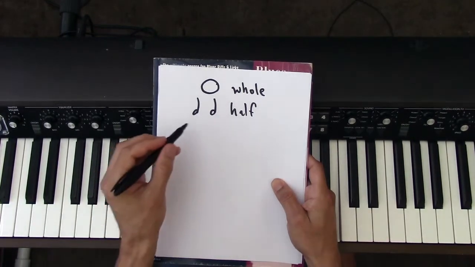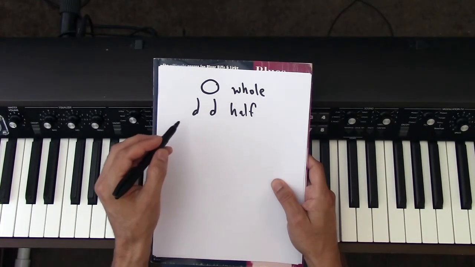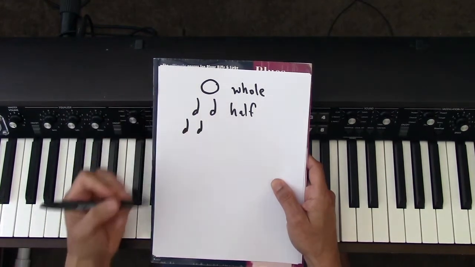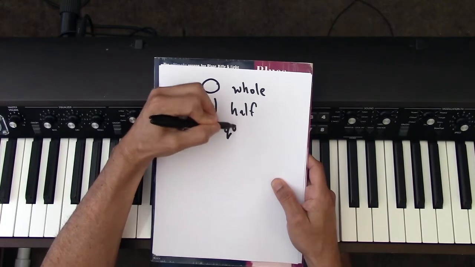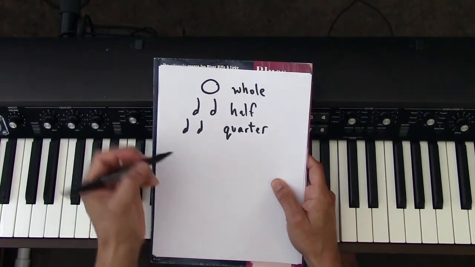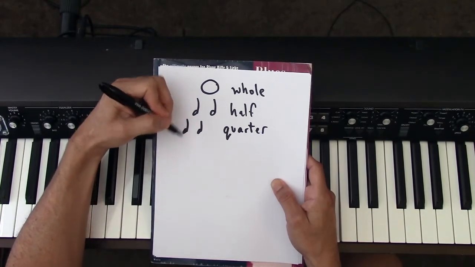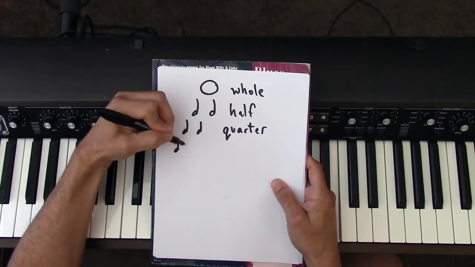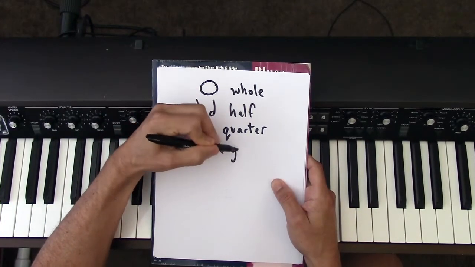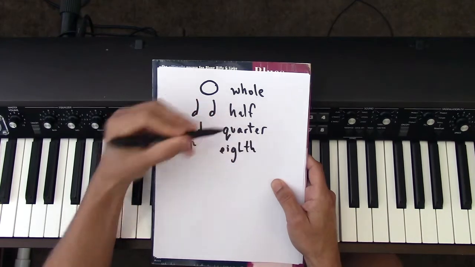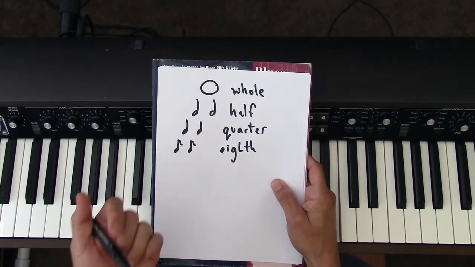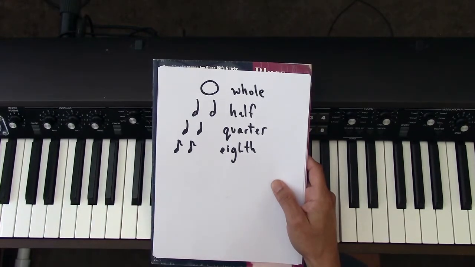Okay, if we were to chop a half note in half, you would get 2 quarter notes. These are quarter notes. And if we were to divide a quarter note by 2, you would get 2 eighth notes. Eighth notes have the flag. Those are eighth notes.